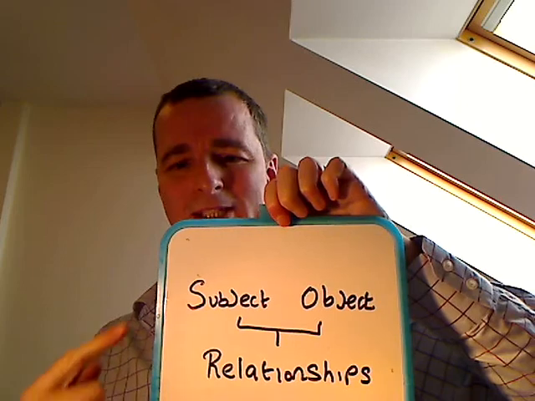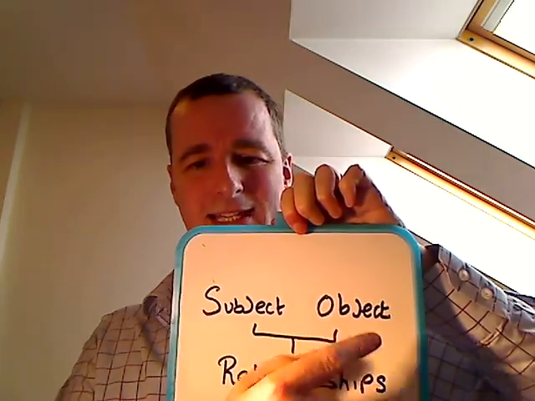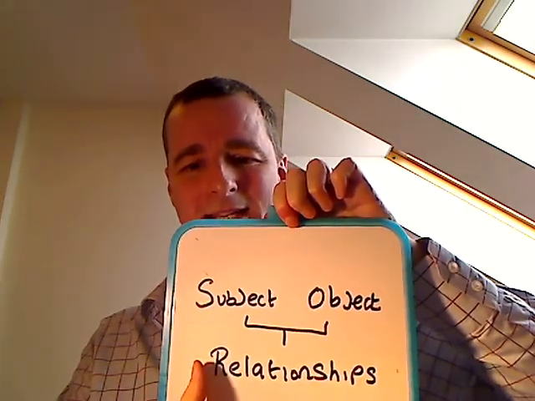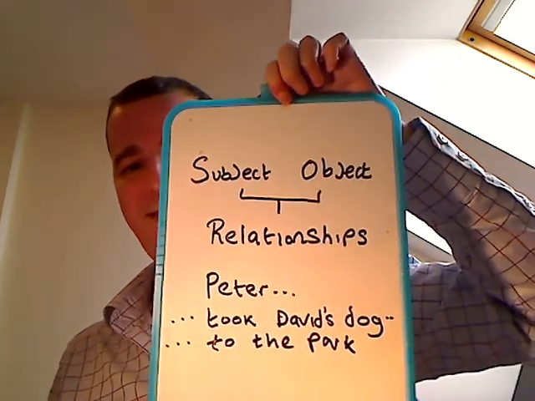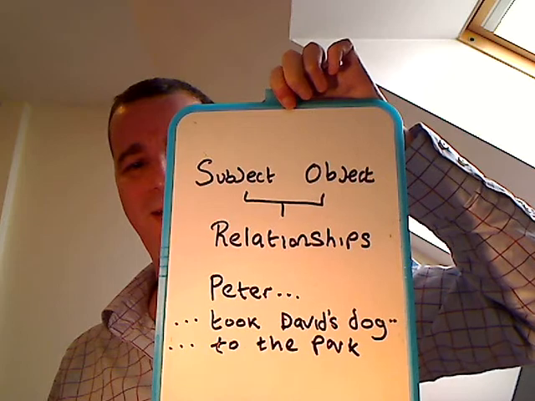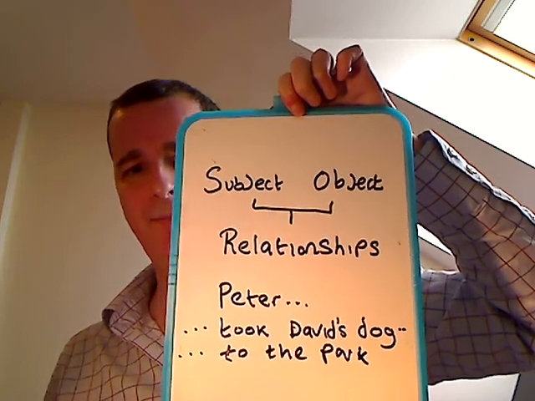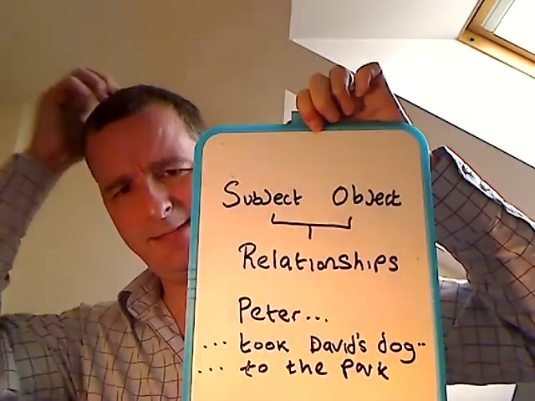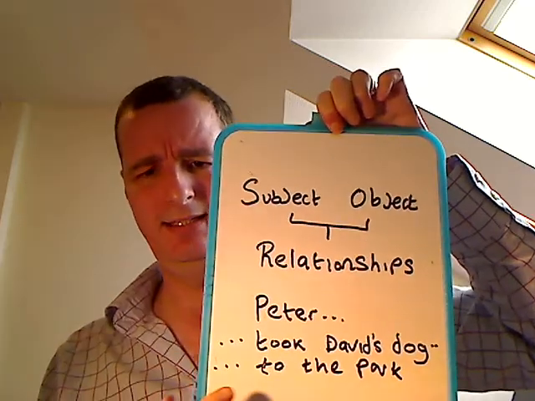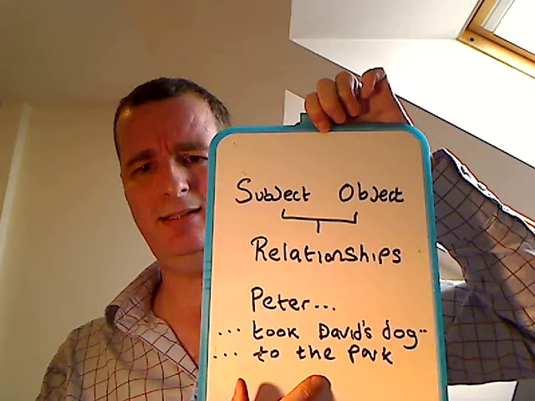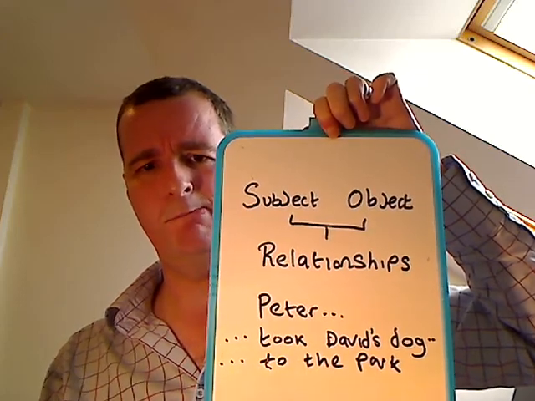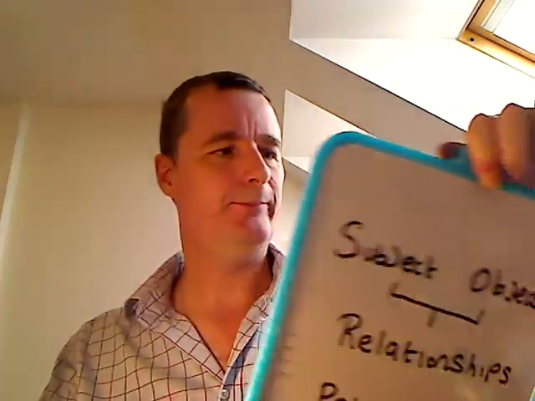Here we go. We so far have just talked in very simplistic terms about subject and object. And these talk about the roles or relationships that things play. But in this very simple sentence here, Peter took David's dog to the park. Well, Peter is the subject, the dog is the object, but what's the park and what's David? Not so easy.